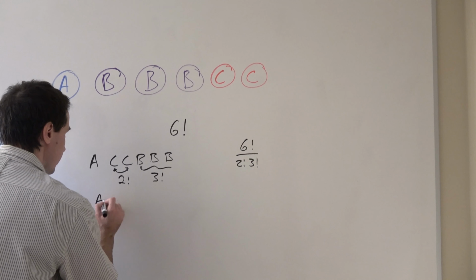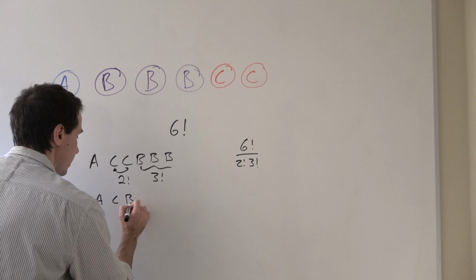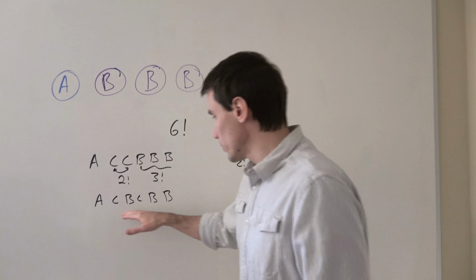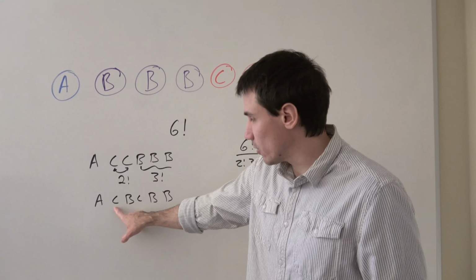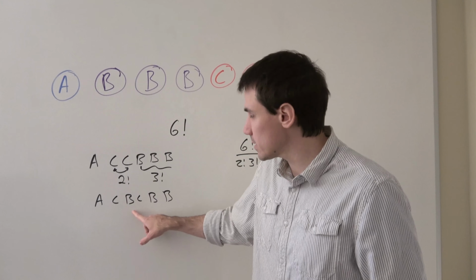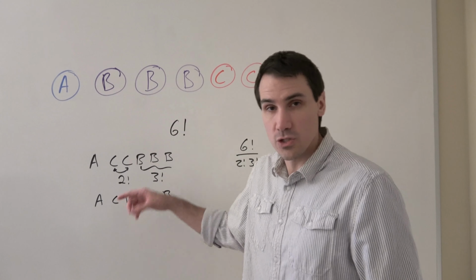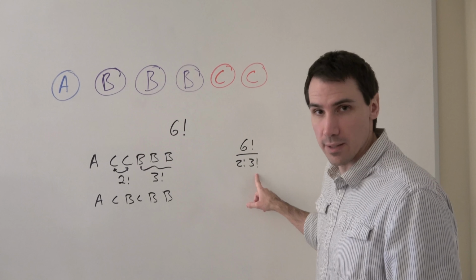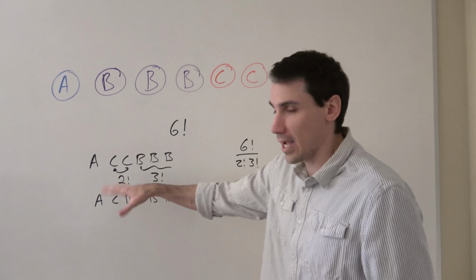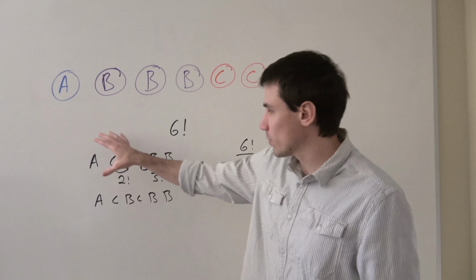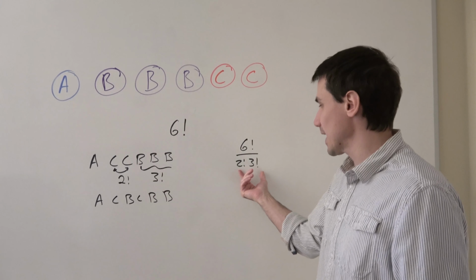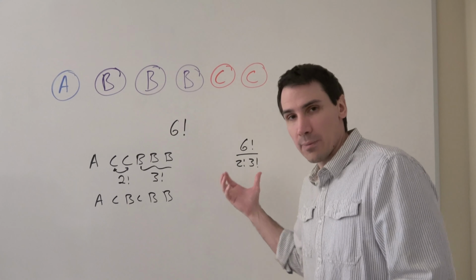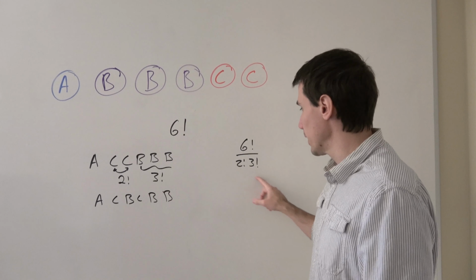A unique state different from this would be like C, B, C, B, B, right? So this is another unique state. This state, I could flip the order of these C's and I can move the B's around. So it also gets overcounted by the same factor of 2 factorial times 3 factorial. And this is true for every state, right? So because every state gets overcounted by the exact same factor, when we take our 6 factorial, we're able to divide the 6 factorial by this factor.